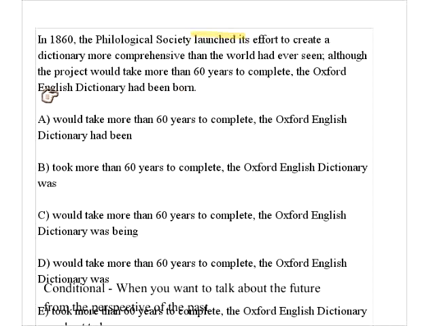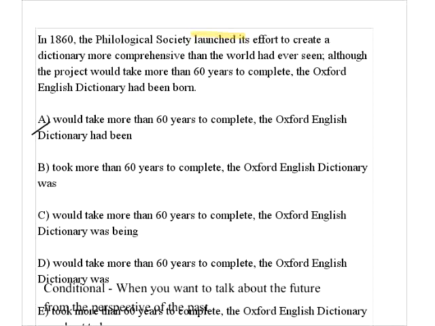So although the project would take more than 60 years from that past moment, so 60 years in the future, right? So we do need the would. Right, we do need the would, because without the would, we don't establish this difference, right? Although the project took more than 60 years, it was born. What do you mean, although it took more than 60 years, it was born? Those two things aren't in conflict. The word although creates conflict.